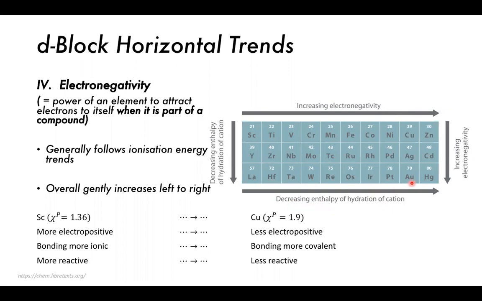So the reaction with water is less extreme on this side. For example, copper and zinc are much lower than scandium and titanium whenever they are being hydrated. Going down the periods, the enthalpy of hydration of the cation decreases. So the energy given out whenever we dissolve it in water decreases, but we have an increasing electronegativity as well. So they become somewhat more electronegative. We can see the Pauling electronegativity from scandium to copper increases slightly.